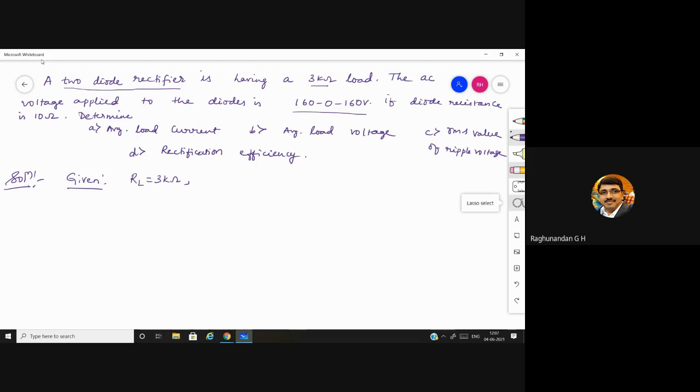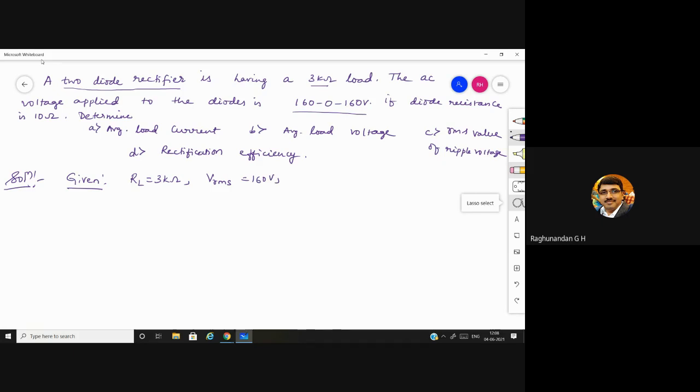Along with that, the first sentence says a two diode rectifier. What does it mean? Center tap. Yes, they are talking about the center tap rectifier. So here 160 volt is the VRMS value, because at the transformer secondary we are still getting AC voltage and we always express AC voltage in terms of RMS.